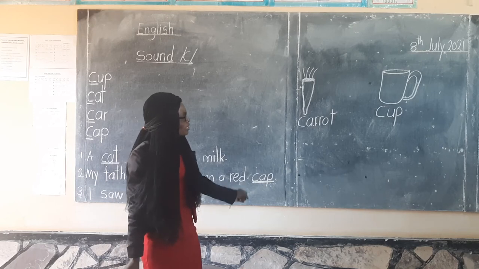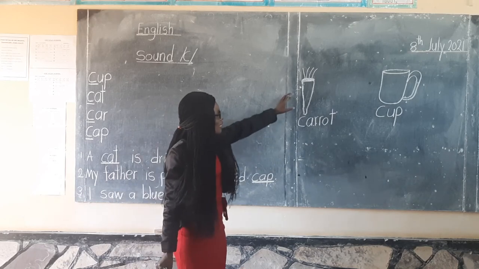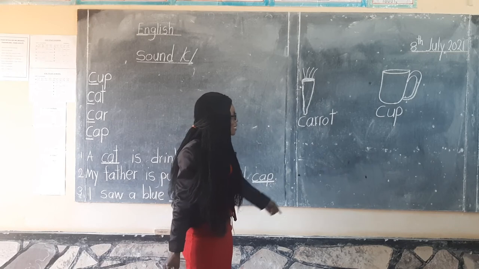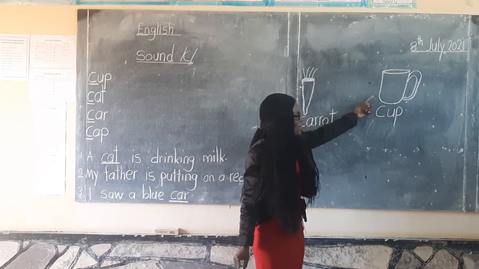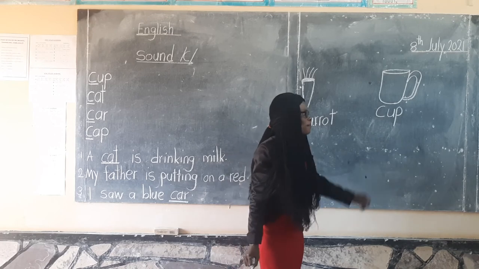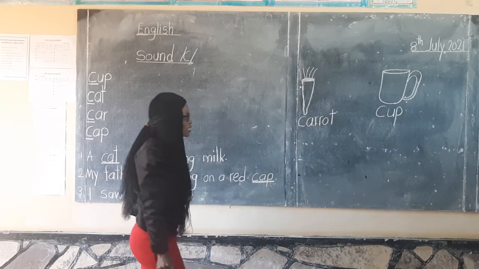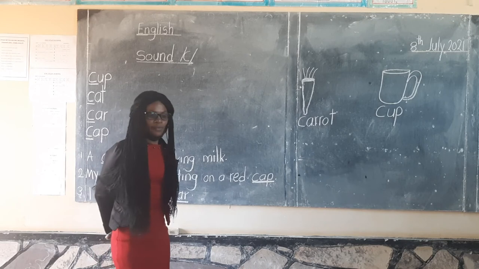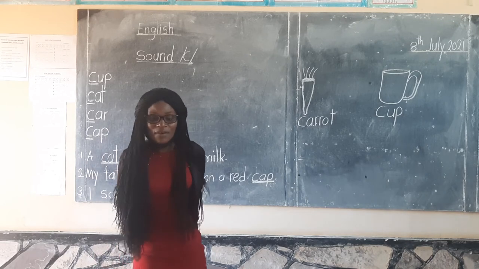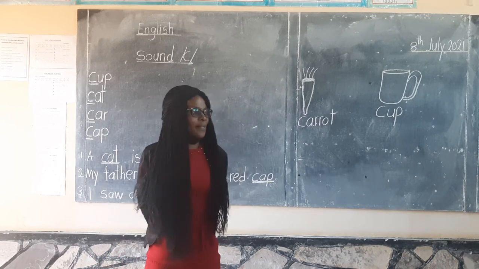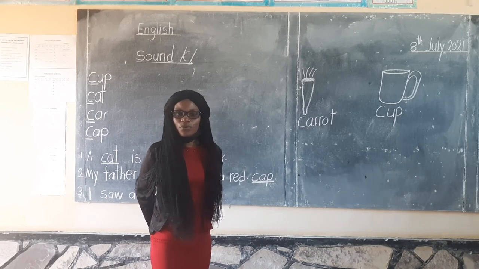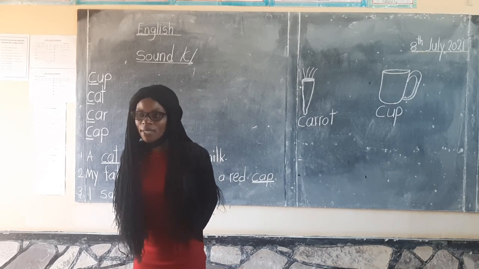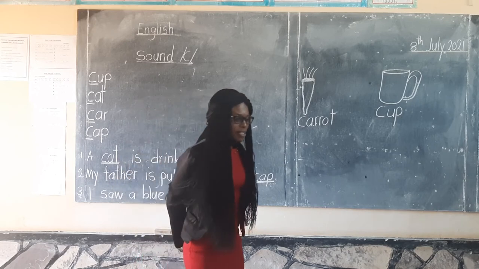So I've drawn for you the picture, the carrot, and I've written the word carrot. I've drawn the picture, cup, and I've written the word cup. So even you, I want you to draw some pictures for me. And I want to see the one who would draw nicely. I'll write some words here. Then you draw the pictures for me.